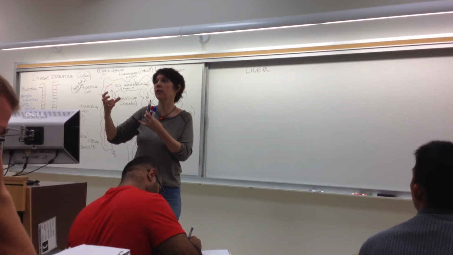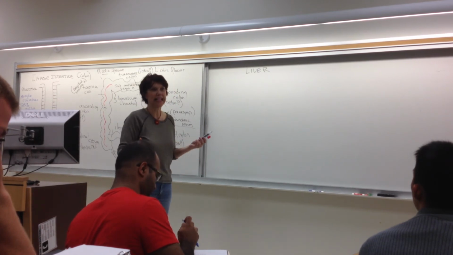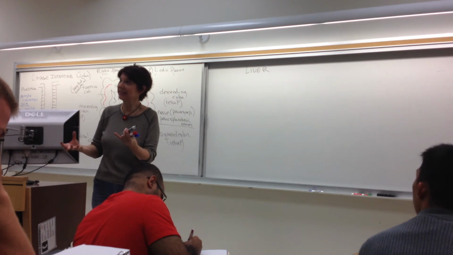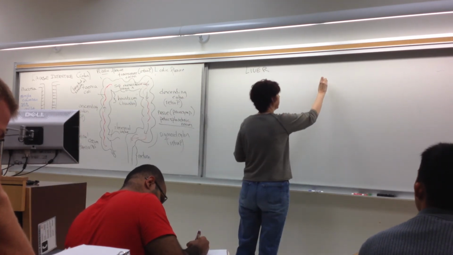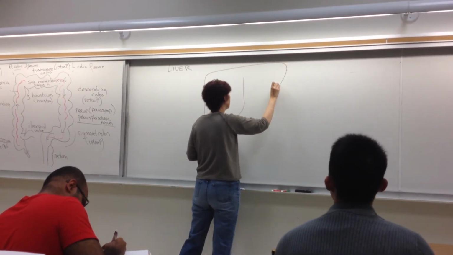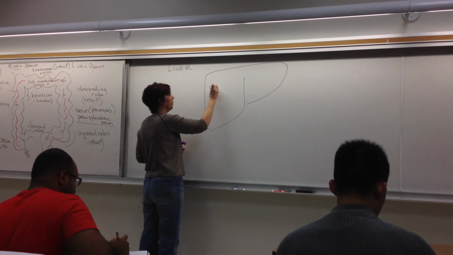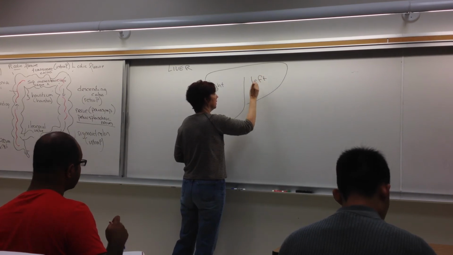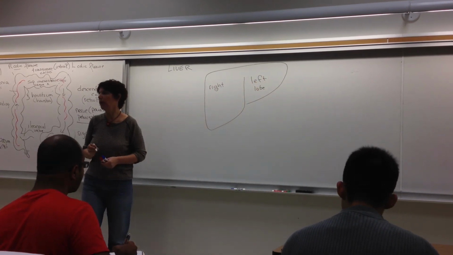The functional tissue of the liver is epithelial tissue. It's not classified as simple columnar or simple squamous because it's a gland. It's just glandular tissue. We don't classify it by layers. When we look at the liver from the front, we see 2 major lobes. We have the right lobe and the left lobe. It has a visceral peritoneum.